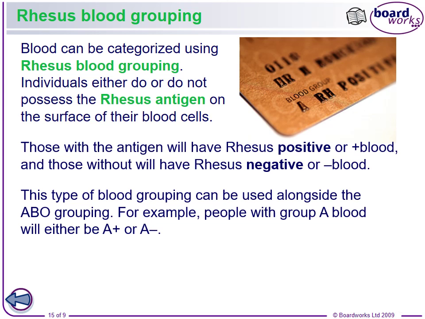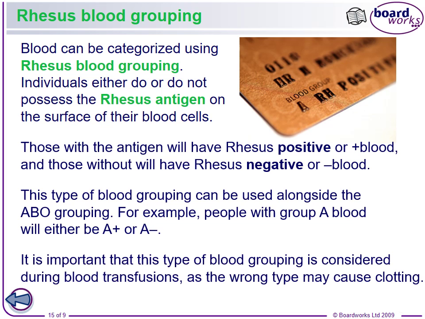That blood grouping is used alongside the ABO. So with group A blood, you can be A positive or A negative. It's definitely important that this type of blood grouping is considered during transfusions, because anything that's not positive for positive blood, negative for negative blood will cause clotting.